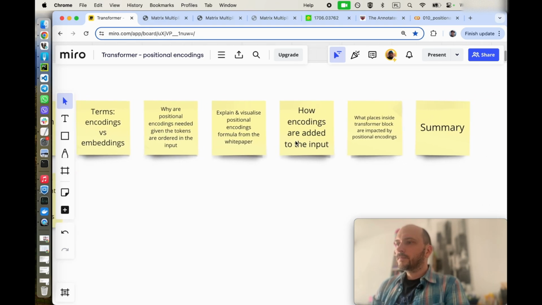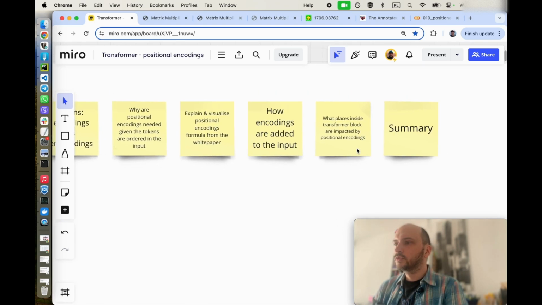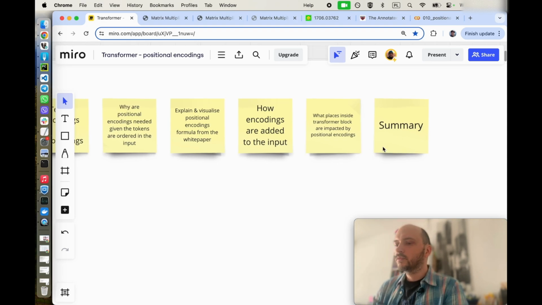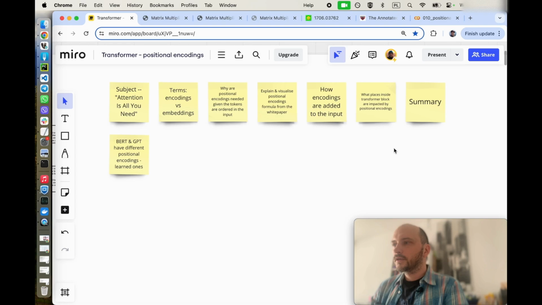Then I will show you how encodings are added to the input, what the mechanism is and what the result of that is. Then we will look into what places inside the transformer architecture are affected by positional encodings. What is the exact effect of these encodings? What is the mechanism of them influencing the attention? And then there will be the summary with some limitations and a summarization of the key things that were in this explanation.